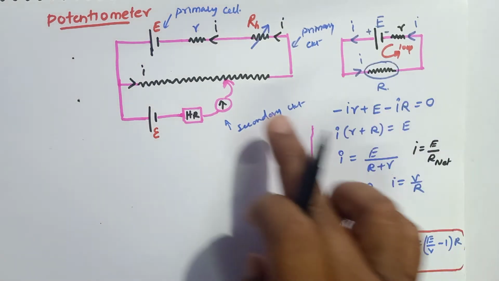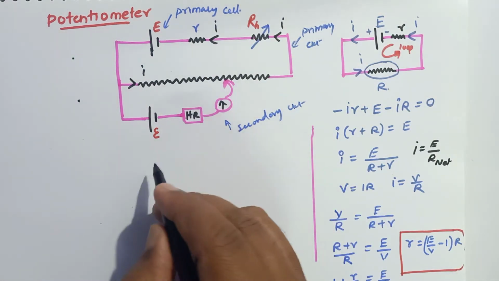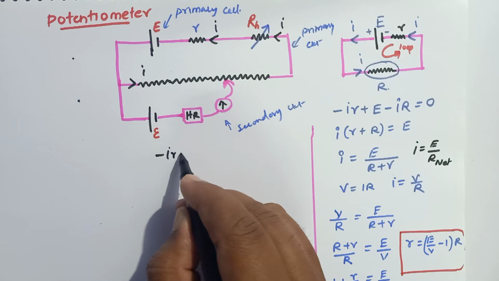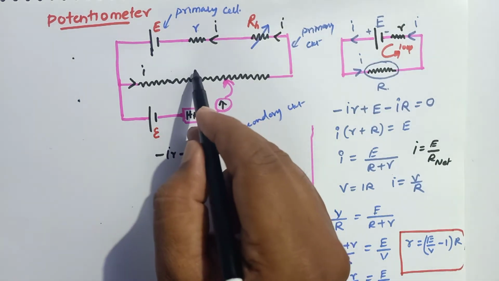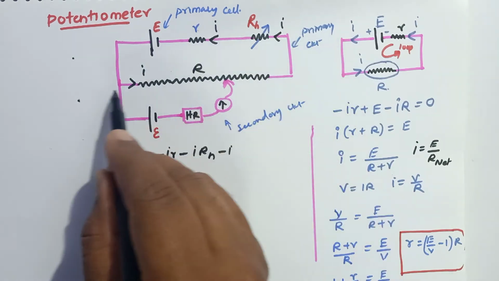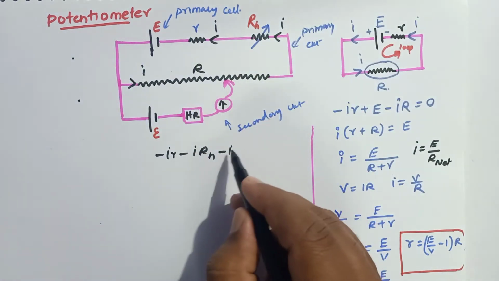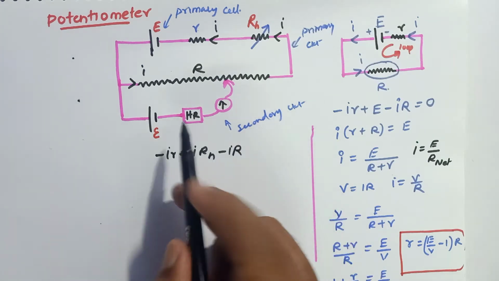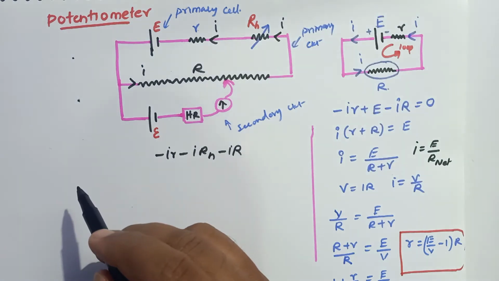The same formula if you apply here also, what are you going to get? Here you will be getting minus I into small r, minus I into RH, minus I into, let us imagine this as a capital R. The resistance of the wire which is connected here is taken as capital R. So you can write I into capital R. This is the total circuit here, the primary circuit.